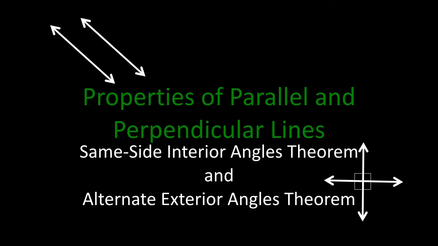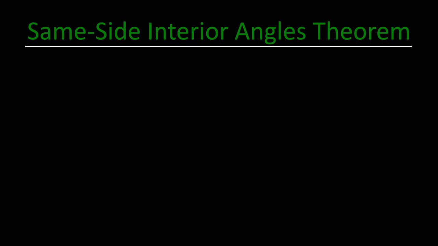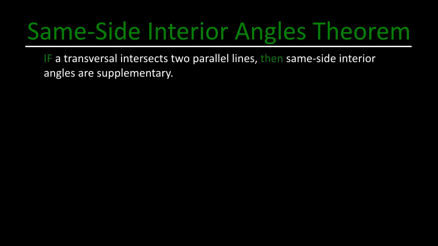Okay, so the next set of theorems we will cover in properties of parallel and perpendicular lines is the same side interior angles theorem and the alternate exterior angles theorem. Okay, so the same side interior angles theorem states that if a transversal intersects two parallel lines, then same side interior angles are supplementary.